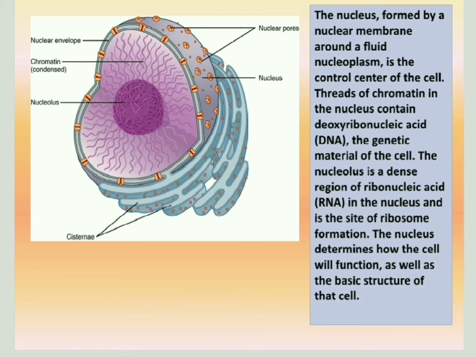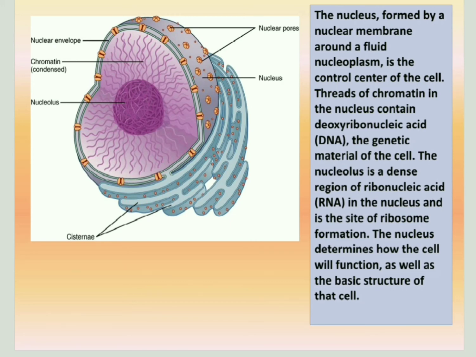So majorly we are talking about the nucleus, which is the central control center of the cell, which has the nucleoplasm, a fluid, and chromatin. In chromatin there is DNA, the genetic material which transfers from one generation to another. The nucleolus is a dense region of RNA in the nucleus, and it is a site of ribosome formation, meaning it helps in the synthesis of ribosomes. Then the nucleus determines how the cell will function, as well as the basic structure of the cell.